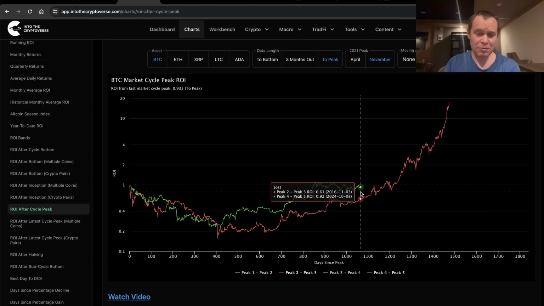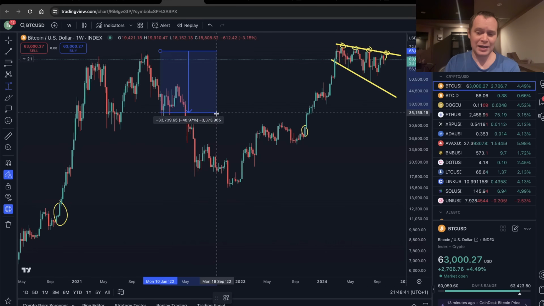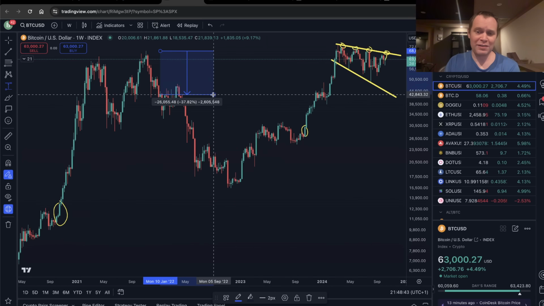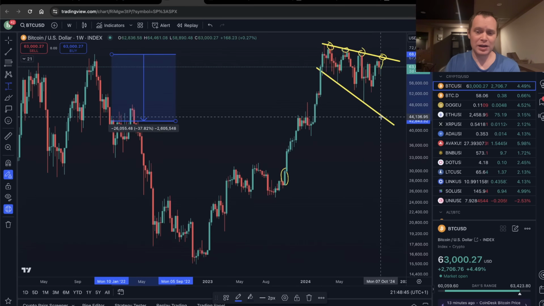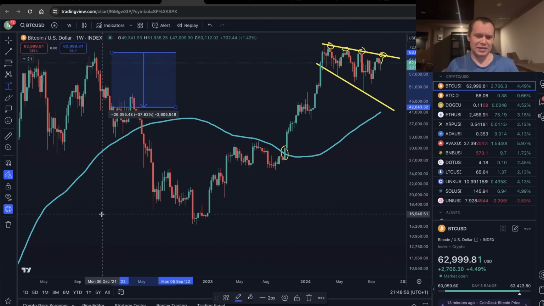As measured from the peak right now, Bitcoin is basically 7% down from the all-time high. But in the 2016 cycle, it was still 37% down from the all-time high. 37% down from the 2021 high would put Bitcoin at 42K. It would put it all the way back down here again, which would be near the 100-week moving average.